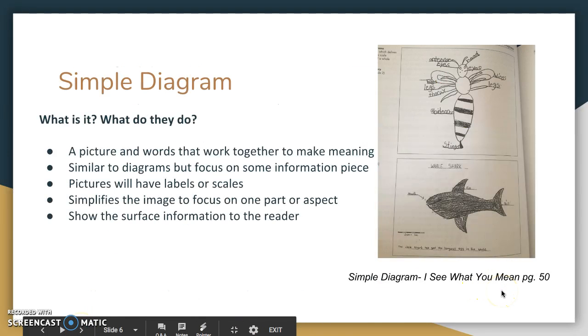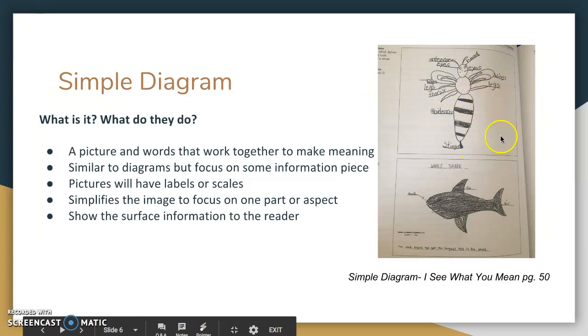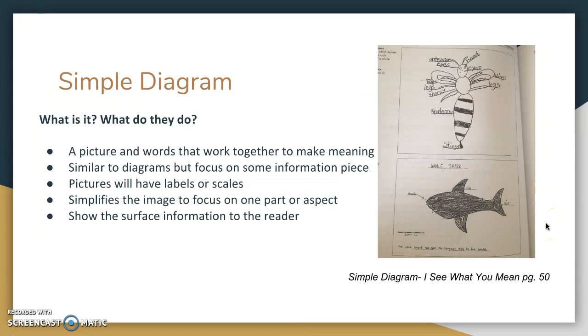So like I had said before, a simple diagram is basically a picture with words, and these two things work together to make meaning. So right over here, you'll see a simple diagram of a bee and then of a whale shark. And these are both examples from kids. And I love that about this book because Mullen actually uses examples from either a classroom that he's been in to teach or teachers have sent him. So that's pretty cool.